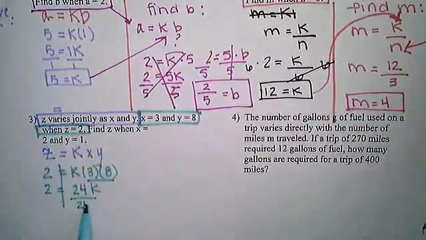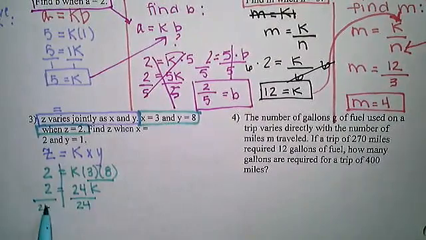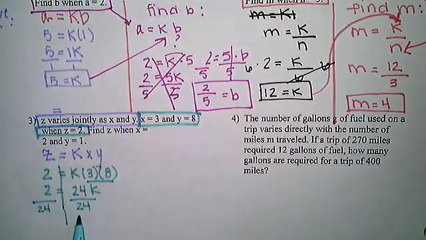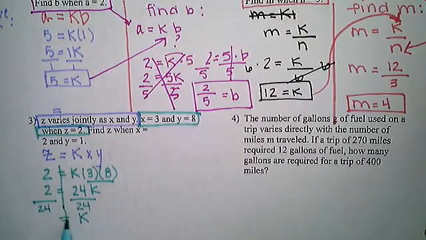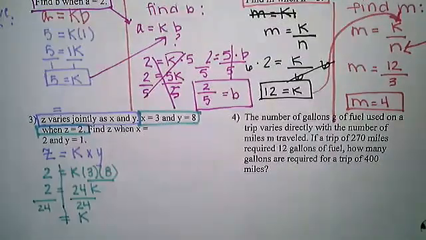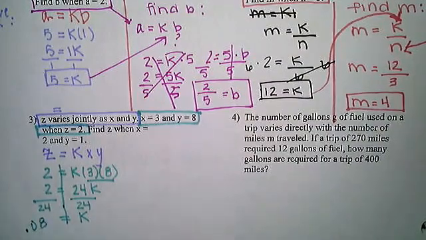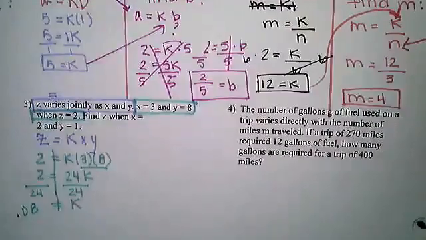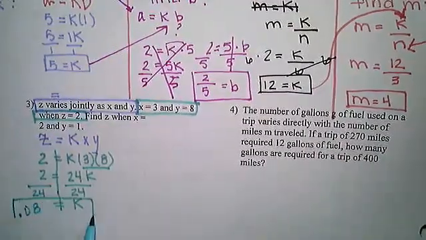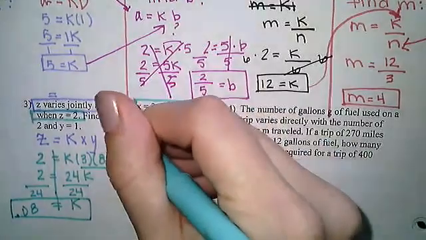Divide by 24. You can leave that a fraction, but usually k is better if it's a decimal. So we'll go ahead and do 2 divided by 24. And we'll get 0.083, which I'm just going to make 0.08. So first step is to solve for k.